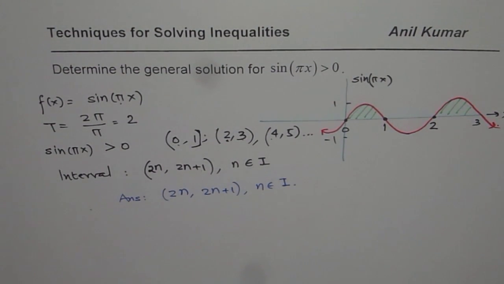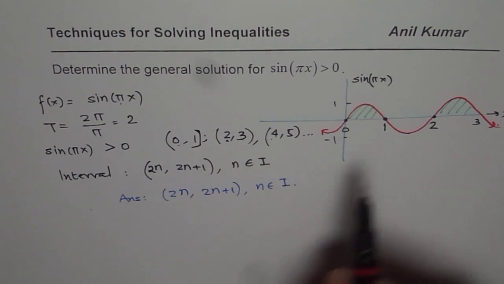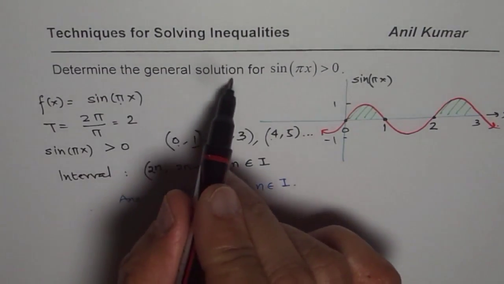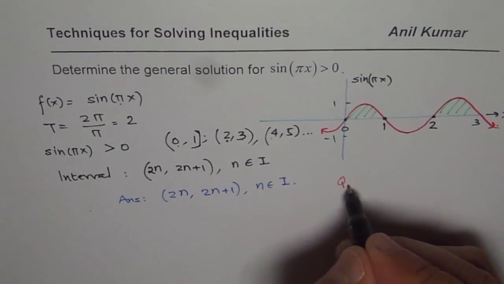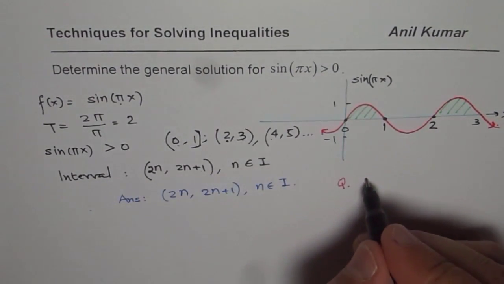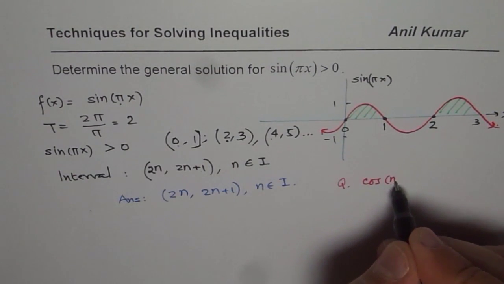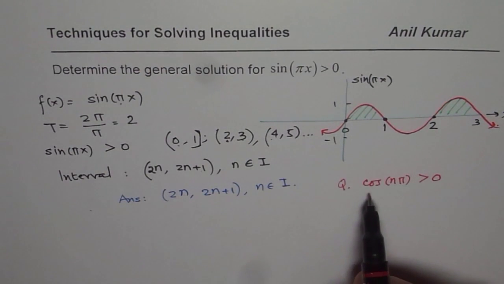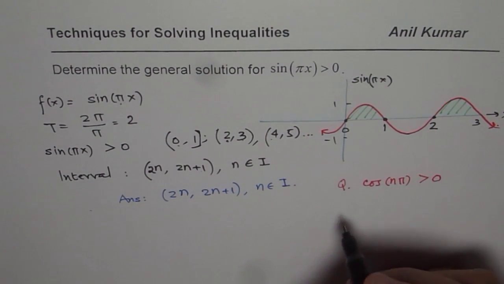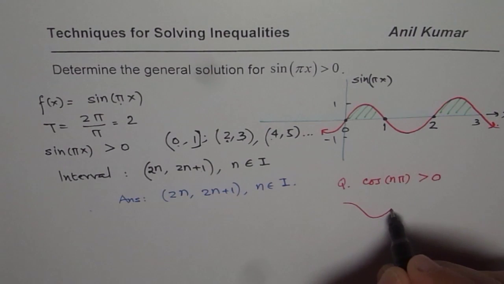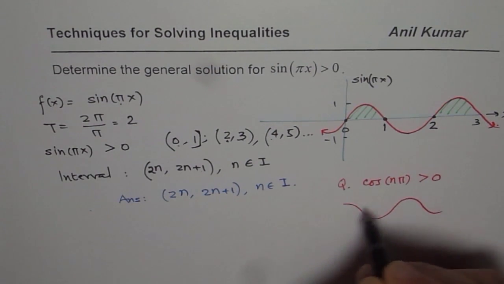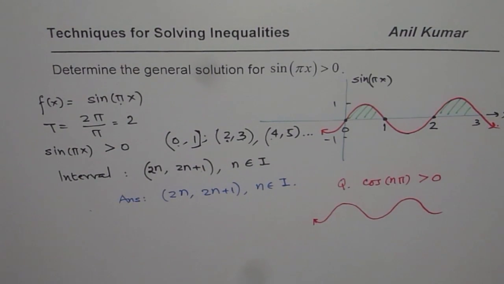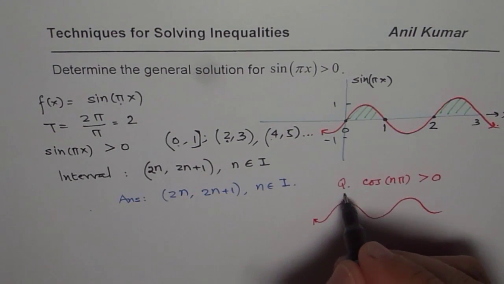Now, I hope you understood the solution, how we got the general solution. Now the question for you is, let's change the question. We'll make it cosine of n pi greater than 0. Okay, so try to do this question now. Remember, the cosine graph is kind of like this, right? It starts with a maximum. Let me draw it and show you the cosine graph. It starts like this, correct?